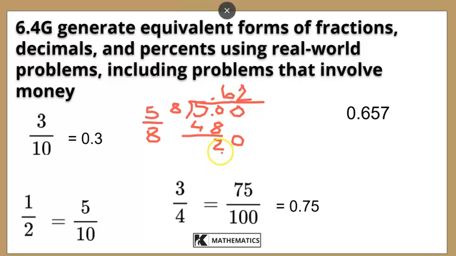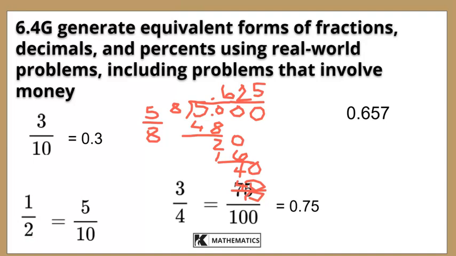2 times 8 we said was 16. And then I would subtract and be left with 4. Once again, I can't get any groups of 8 out of 4, so I'm going to add my 0, bring it down, and now I have 40, and I recognize right away, because that's one of my favorite facts, that 5 times 8 is 40, so 40 divided by 8 would be 5. And because it's 40, when I subtract it, it comes out 0, so I have 625 thousandths as my decimal.